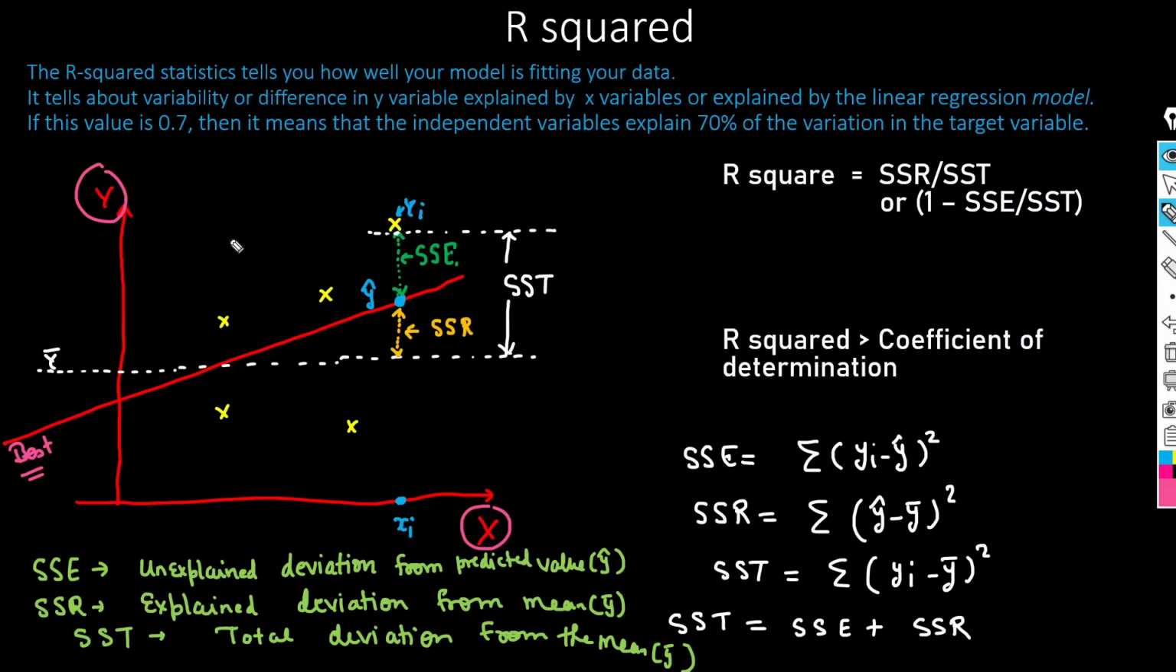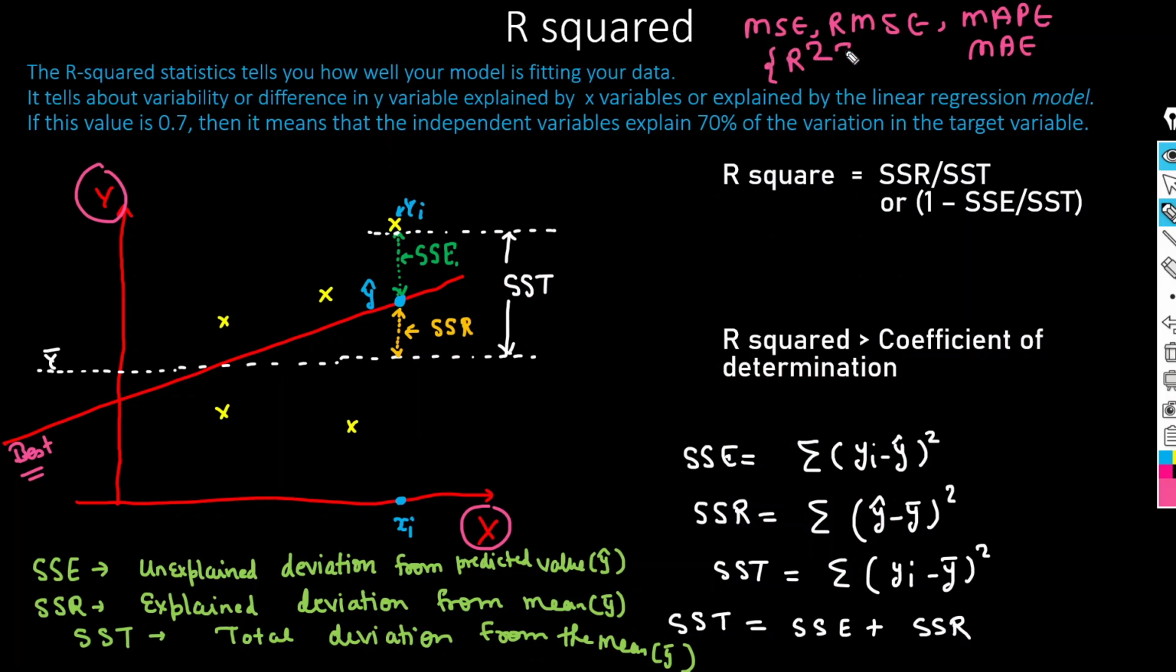Now we have to check whether this is the best fit line or not. So how can we evaluate that? We can check that with the help of different evaluation metrics. We can use mean squared error, root mean squared error, mean absolute percentage error, mean absolute error, and also we can use the R squared.